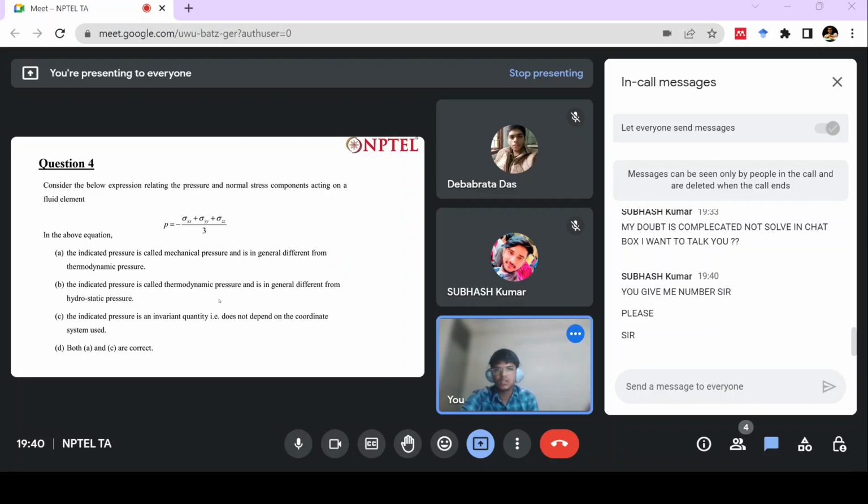All right. So now we come to pressure and stress. This is a very important concept to understand in fluid mechanics. Pressure, there are two types of pressure. What are they? One is mechanical pressure and another is thermodynamic pressure. So can someone tell me about them? What is mechanical pressure? What is thermodynamic pressure?